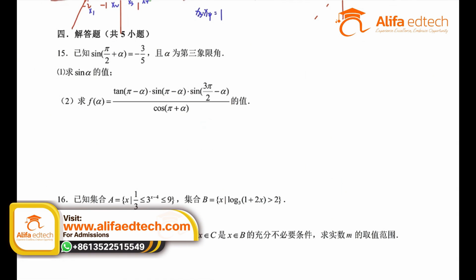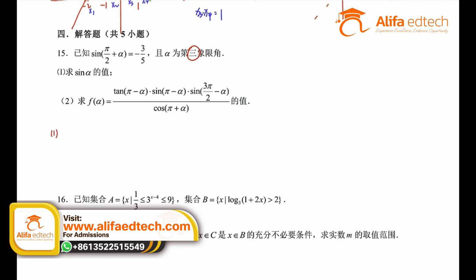It says, given that sine of pi over 2 plus alpha is equal to negative 3/5 and alpha is an angle in the third quadrant, we are asked to find the value of sine of alpha. So when we get this structure, what it's testing us on is the reduction formulas. When you get this, you need to use the reduction formulas to process it. This means you have to have the reduction formulas memorized clearly.